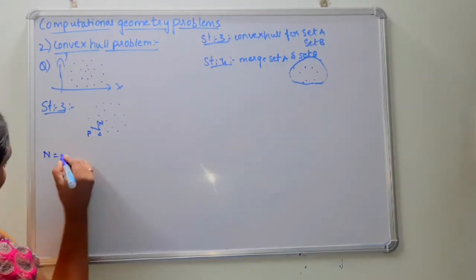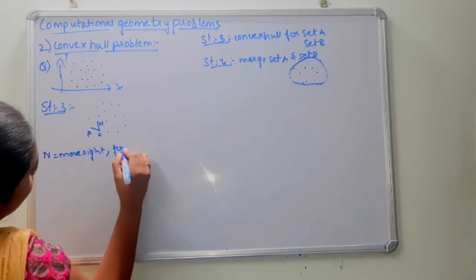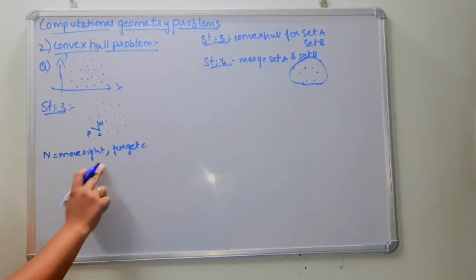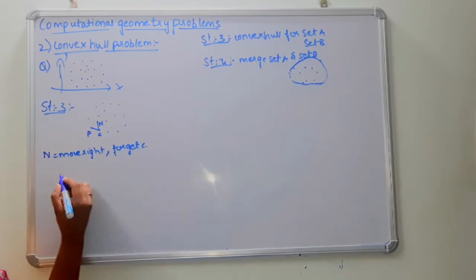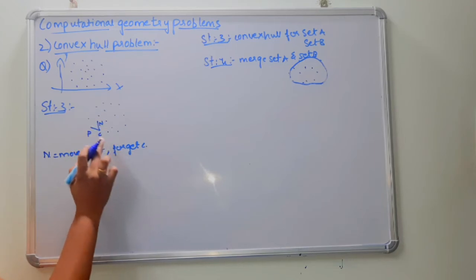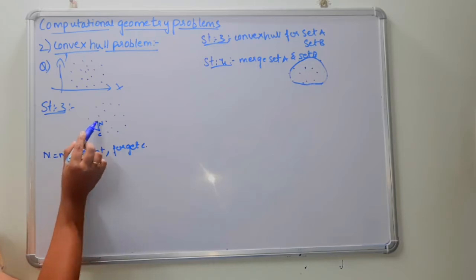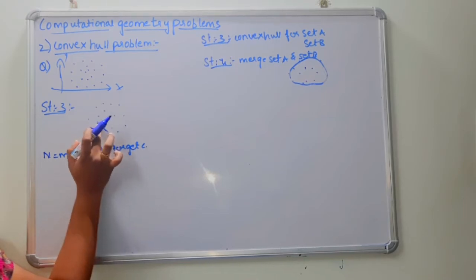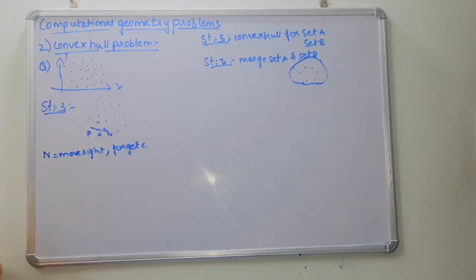N should move right, forget C. This is known as the convex hull. Now we are performing the convex hull for these given points. So N should move right and forget C. N should move right means the right of the N point is this one, and it has to forget C. And this line will get us like this.